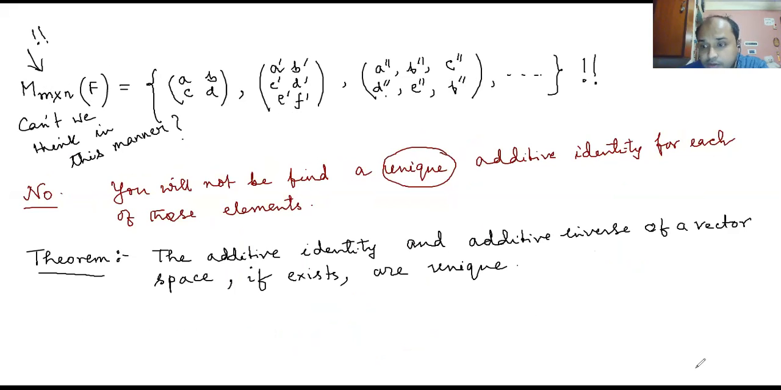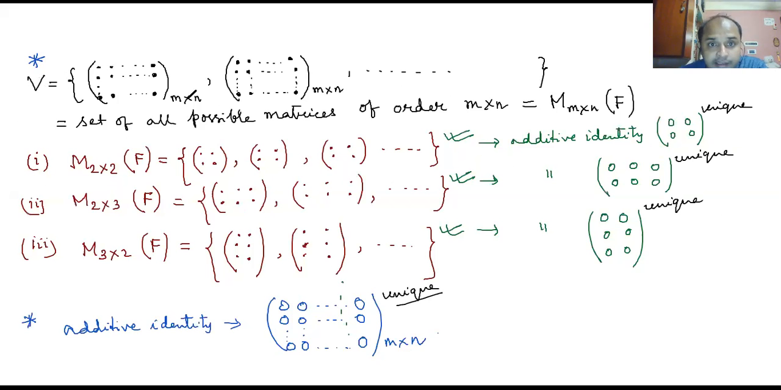So when we solved that this particular set of all possible matrices is a vector space, we solved it for m by n matrices. The solution was all right. The way I solved it is all right, but the understanding has to be proper. So once you solve it, you don't have to show for each of these matrices separately that these are vector spaces. I hope you have understood. This is my clarification one.